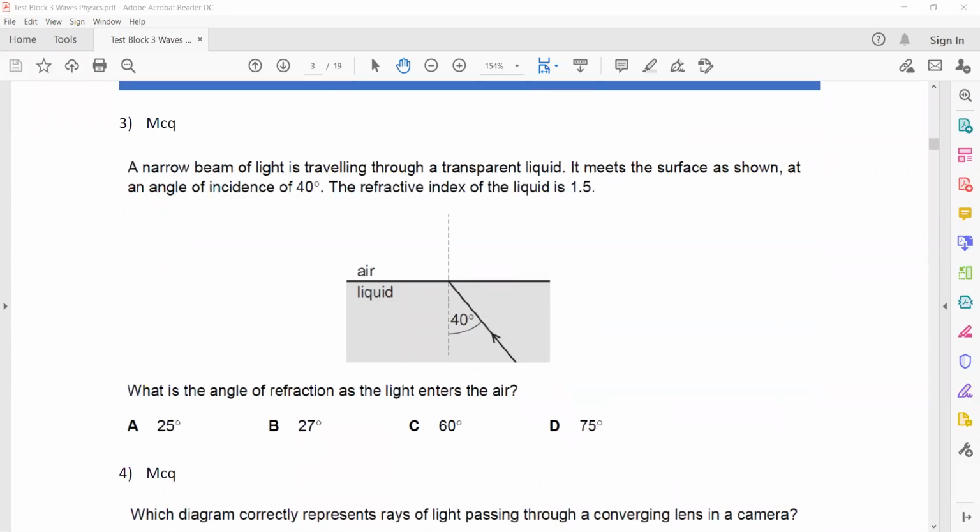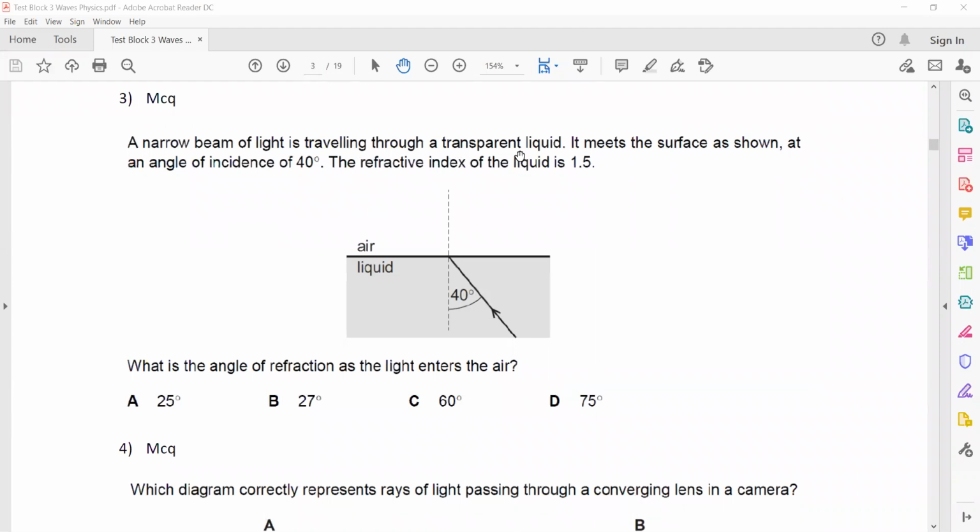In question 3, a narrow beam of light is traveling through a transparent liquid. It meets the surface at an angle of 40. The refractive index is 1.5. We need the angle of refraction as the light enters the air. So moving from denser medium to rarer medium, the formula is sine angle R over sine angle I. It is in a high density medium and it is moving to the low density medium. The refractive index is given as 1.5.